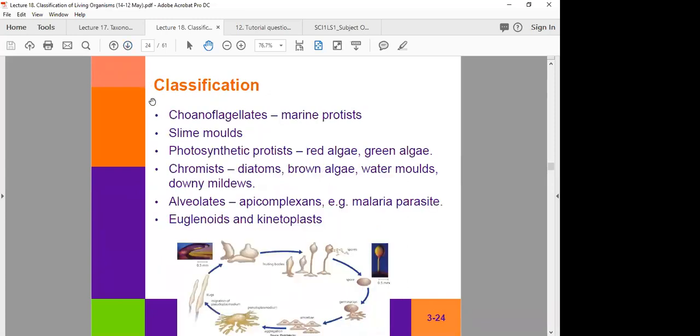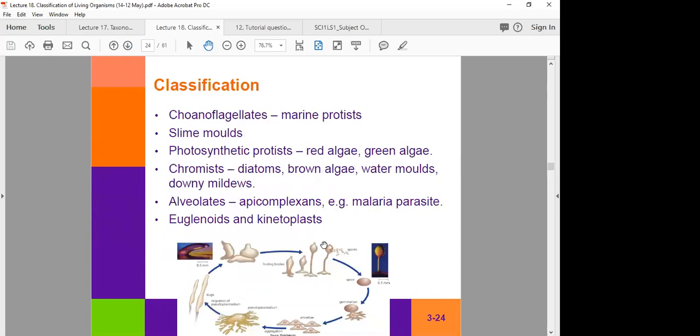All right, classification. Here are just some different groups of the protists, and you don't have to remember these. The choanoflagellates are marine protists. Then we have the slime molds. We've got photosynthetic protists, for example, red algae and green algae. The chromists, which includes diatoms, brown algae, water molds, and downy mildews. And viticulture students are saying, oh no, not the mildews. Alveolates, for example, the dreaded malaria parasite, and others.